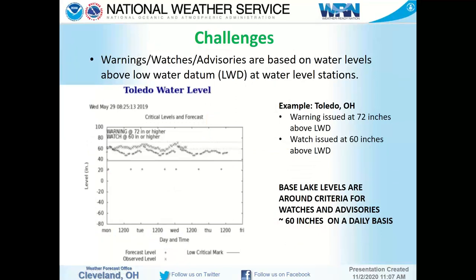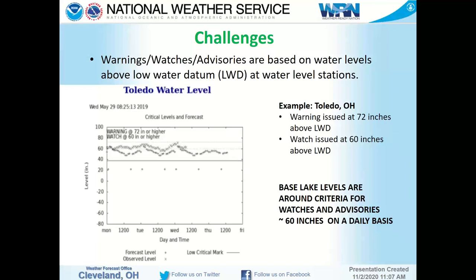Challenges that our weather offices are having. We'd like to issue these warnings. We have to issue these warnings, watches, advisories based on impacts. With the base water levels being near record levels and near what our criteria is, it's really changed the impact situation. There's some mitigation going on around the lake, so events that happened years ago may not have the same impact that they do in this day and age because of the mitigation efforts for the high water levels. So we're working with local law enforcement, emergency management, and different communities to try to determine what we should be issuing the warnings, watches, advisories based on the water levels.